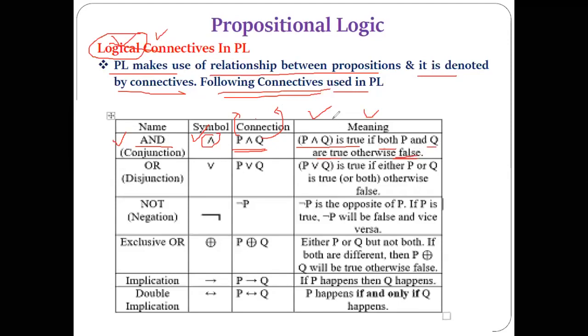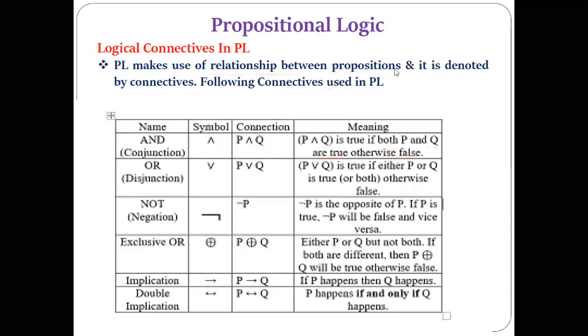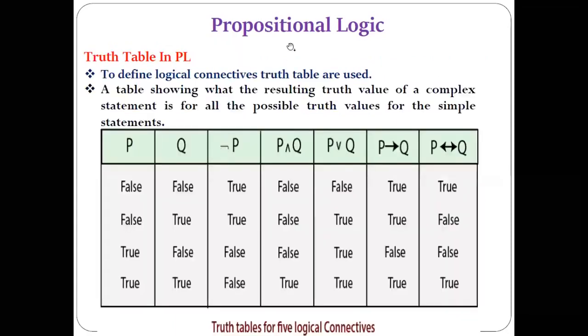Understood. Now to define these logical connectives, there is a utilization of one particular technique that is nothing but our truth table. All of you must be knowing. Yes or no? Yes, sir. To define these logical connectives, we make use of the truth table. As I said, P and Q can be true only if both P and Q are true, otherwise P and Q is false. Now the same part I have shown in the truth table also here.